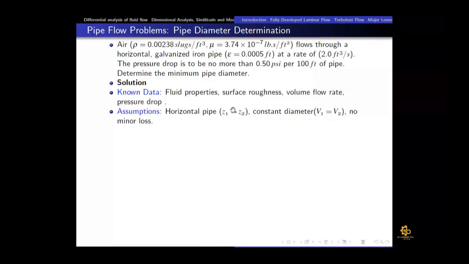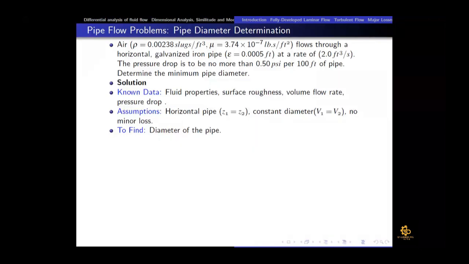The second assumption is because there is no mention of change in pipe diameter, so we can say that the pipe is of uniform cross section. So it means that the velocity at section 1 would be equal to velocity at section 2, because the volumetric flow rate Q is equal to AV. If it is same at the two sections and the cross sectional area is same, then the velocity should also be same to conserve that volumetric flow rate. Now we need to calculate the diameter of the pipe.